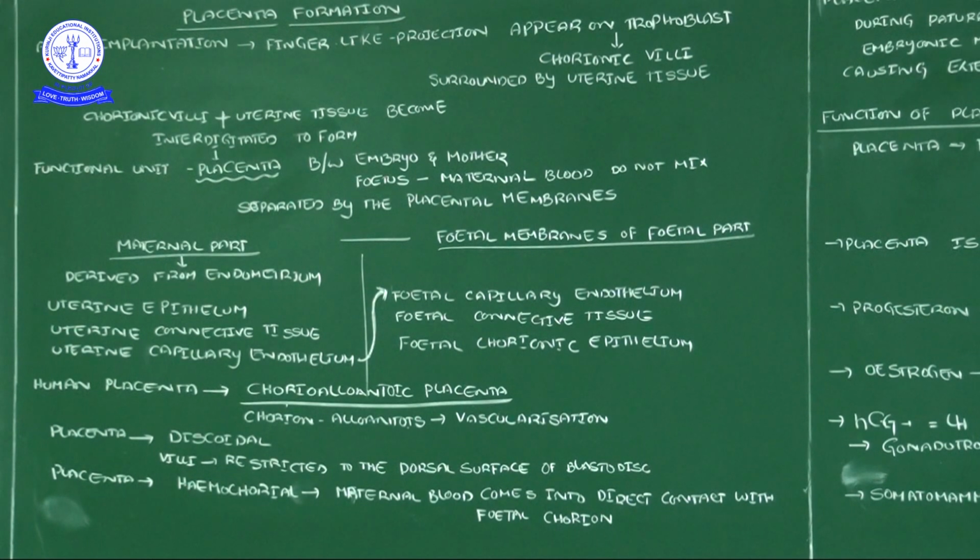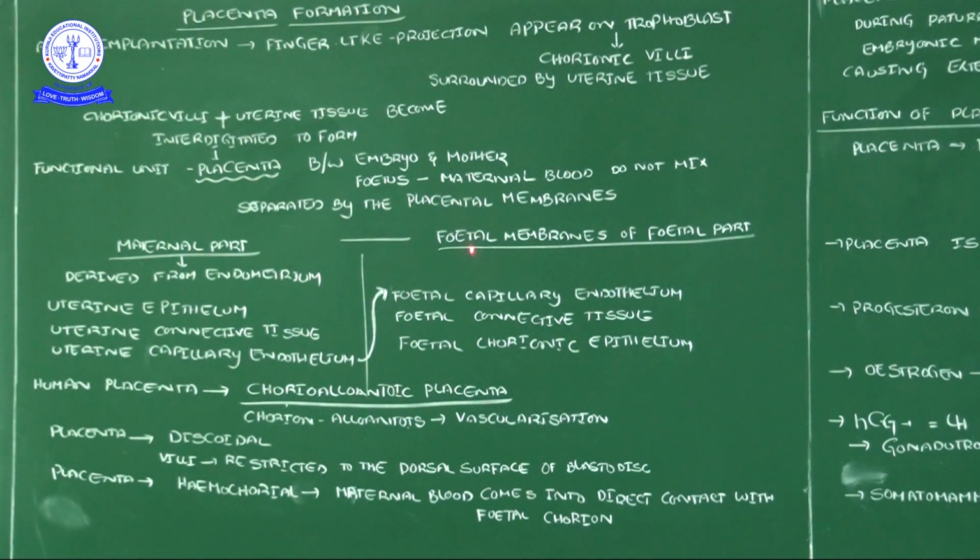Maternal means mother, as I already said. So that maternal part of these layers is derived from the endometrium. The endometrium is the inner wall of the uterus. Now what are the layers in the maternal part? First, the uterine epithelium, then the uterine connective tissue, and then the uterine capillary endothelium. These are the 3 layers that belong to the maternal part.